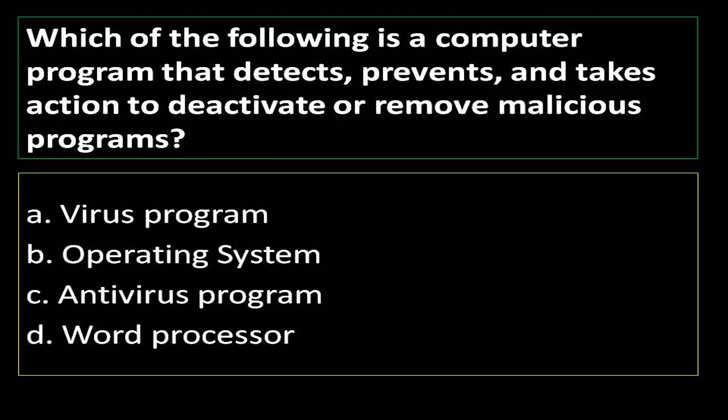Which of the following is a computer program that detects, prevents, and takes action to deactivate and remove malicious programs? Option A, virus program. Option B, operating system. Option C, antivirus program. Option D, word processor. And the right answer is option C, antivirus program.